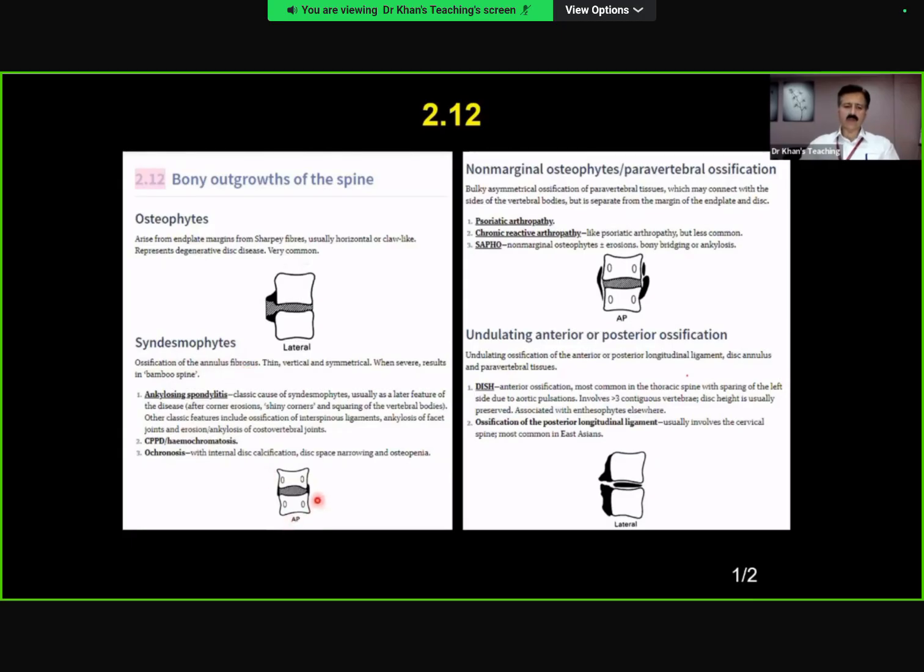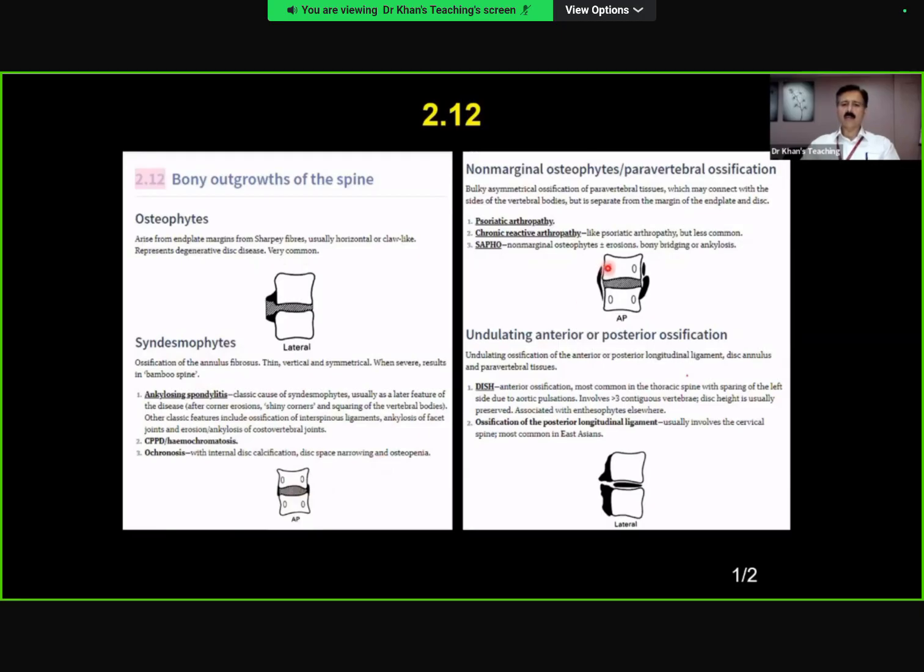Look at this AP film. This is the intervertebral disc. The outermost portion of the intervertebral disc is known as annulus fibrosus. The central portion is known as nucleus pulposus. So when there is ossification of the annulus fibrosus, we use the word syndesmophyte. And when it is bilateral symmetrical and it is involving multiple vertebrae, it will give you that classical bamboo spine appearance. So use this word syndesmophyte for this finding.